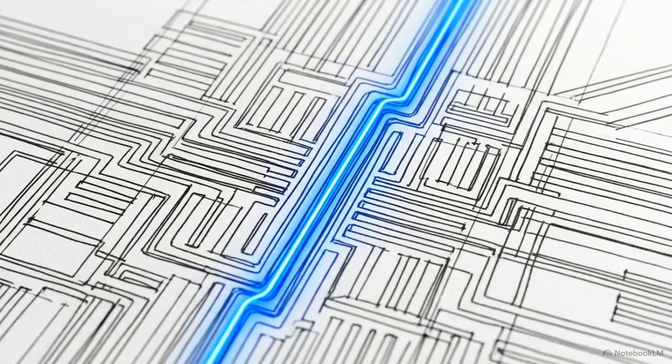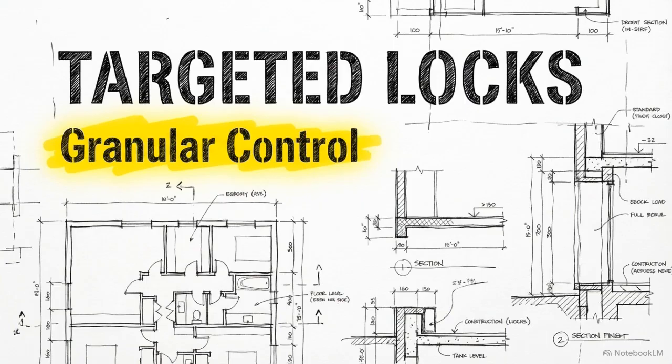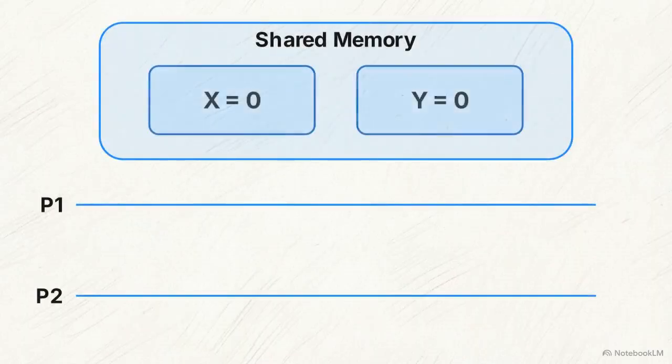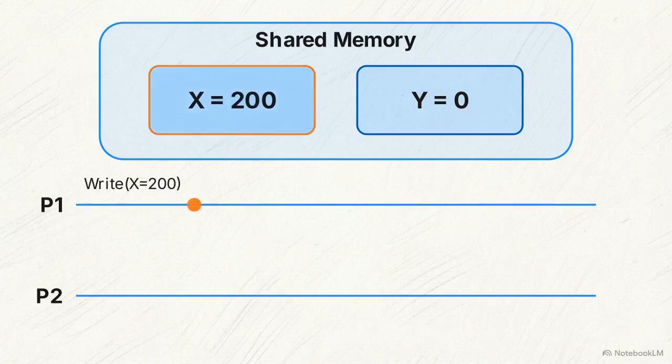We can drill down even further. Entry consistency takes this micromanagement to the absolute lowest level possible in a distributed system. Entry consistency abandons broad synchronization entirely. Instead of locking entire processes, it pushes control down to the individual variable level. This timeline expands to show two separate variables, x and y. Process 1 updates x to 200. Process 2 specifically requests a lock exclusively for variable x.